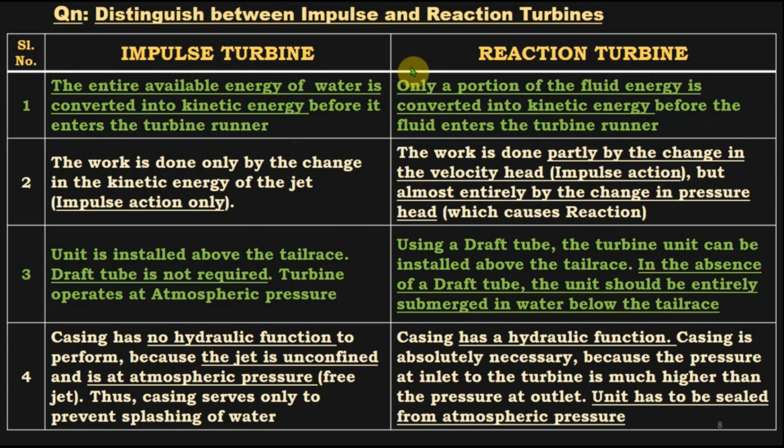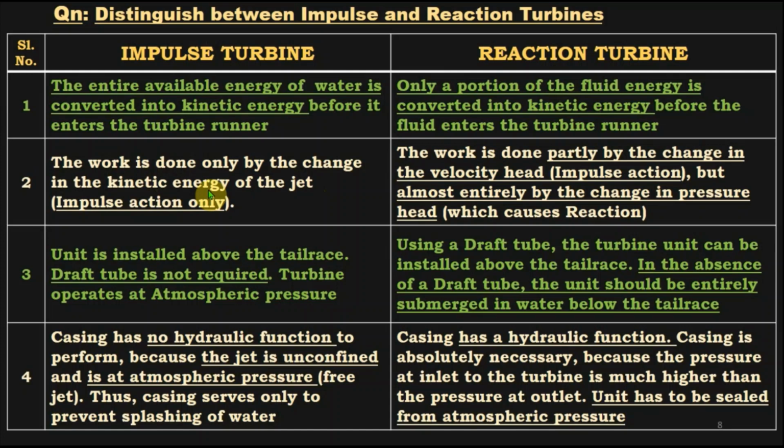That is, water enters through the penstock to the casing of a reaction turbine, so it possesses both pressure energy and kinetic energy. Through the casing and then through the stationary guide vanes, only a portion of the fluid energy is converted to kinetic energy. So when it enters the turbine runner blades, the water will possess both pressure and kinetic energy. The pressure is not atmospheric. And in an impulse turbine, the work is done only by the change in kinetic energy of the jet.